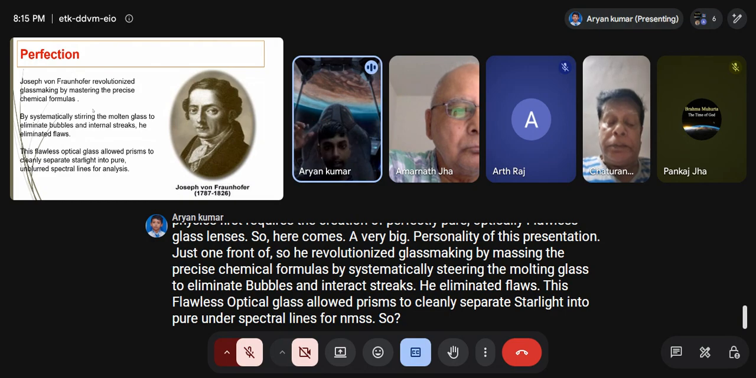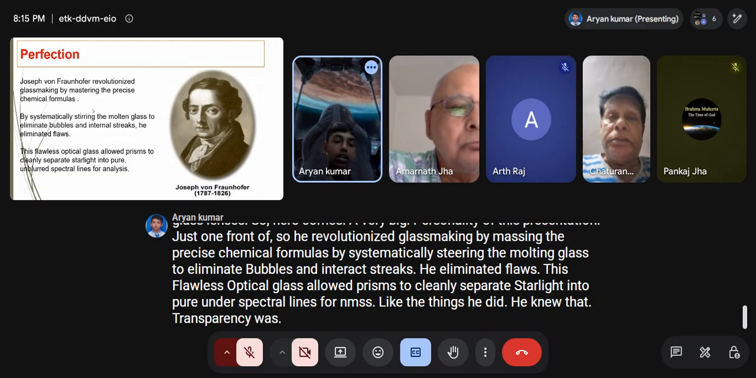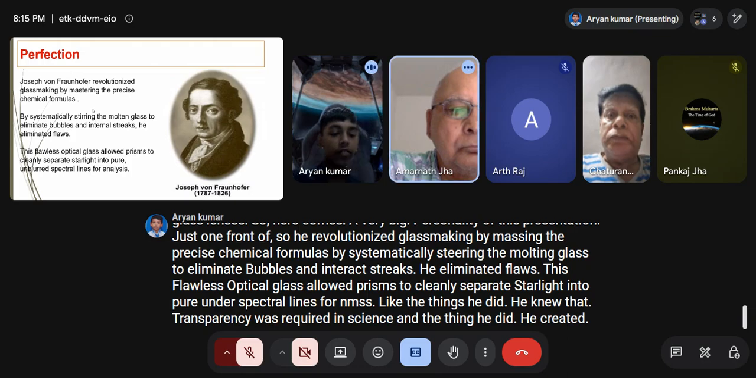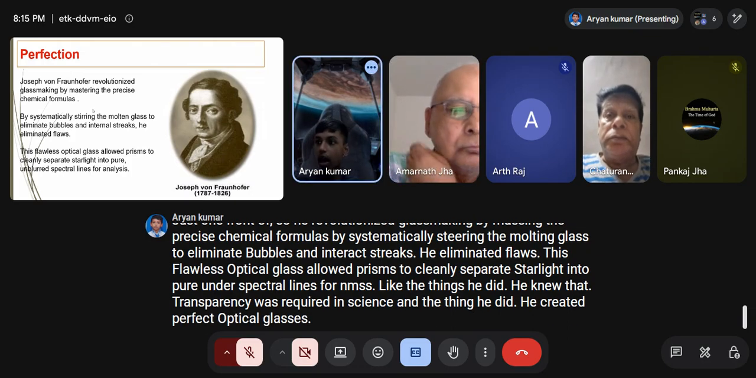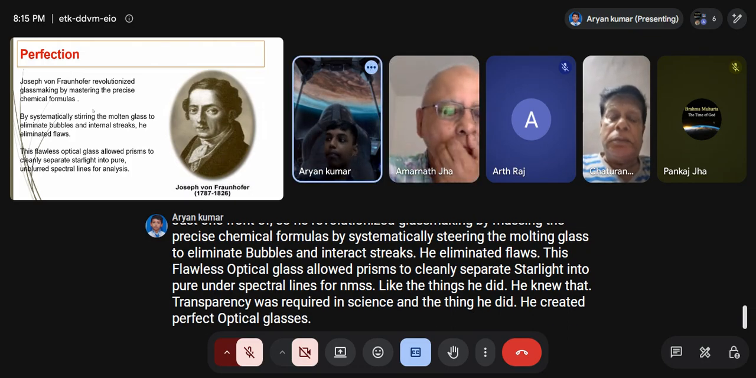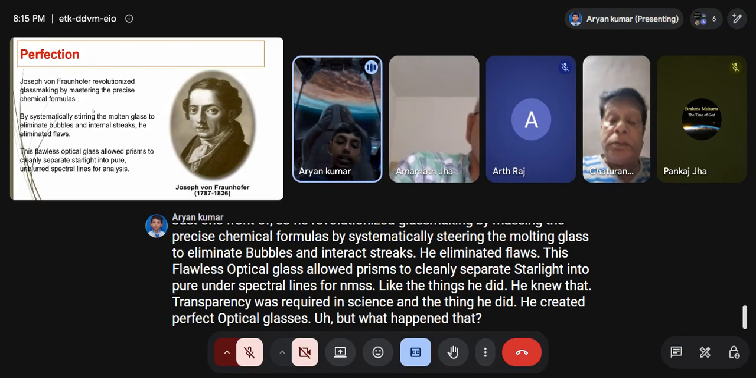He knew that transparency was required in science, and he created perfect optical glasses. But what happened was that he died very young.